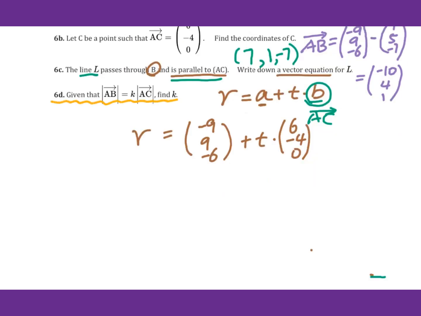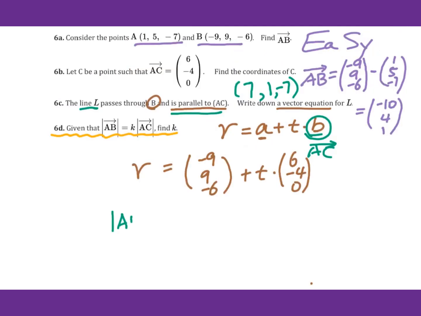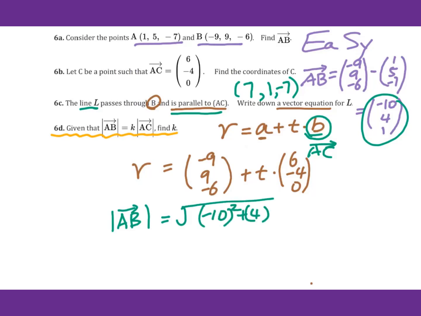Let's go to 6D. Given that magnitude of AB equals k times the magnitude of AC, find the k. First of all, we need to work out the magnitude for AB. That is square root of negative 10 squared plus 4 squared plus 1 squared. You will get square root 117. So we simplify, you will get 9 times 13, 3 square root of 13.